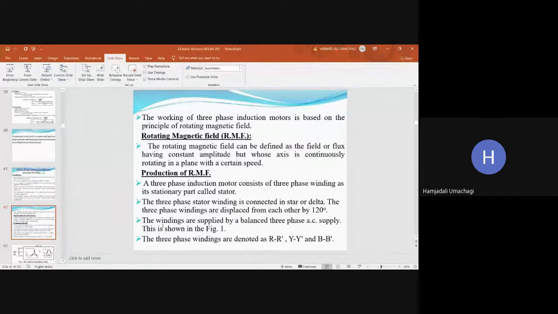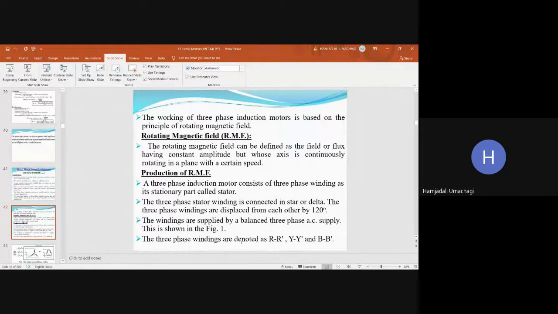Let us see now. The three-phase stator winding is connected in star or delta. The three-phase windings are displaced from each other by 120 degrees electrical, so they produce fluxes which are displaced by an angle of 120 degrees electrical. The windings are supplied by a balanced three-phase AC supply, so all the stator windings are energized with the help of the three-phase AC input.